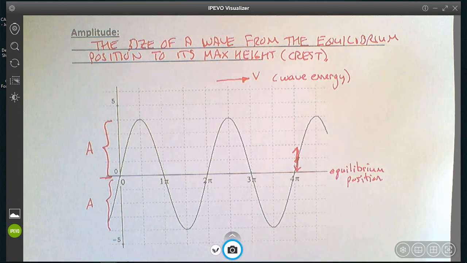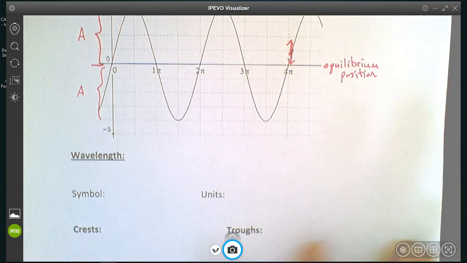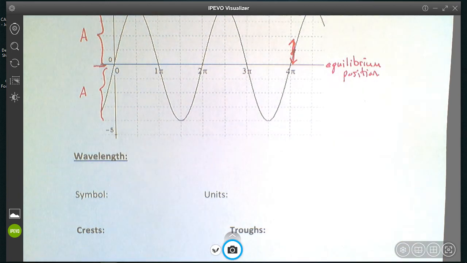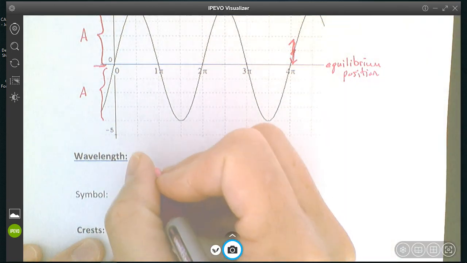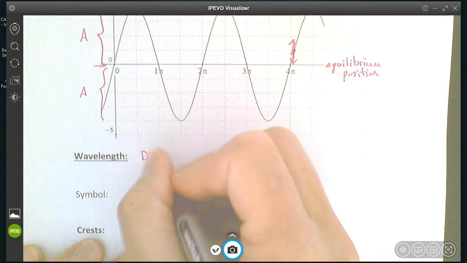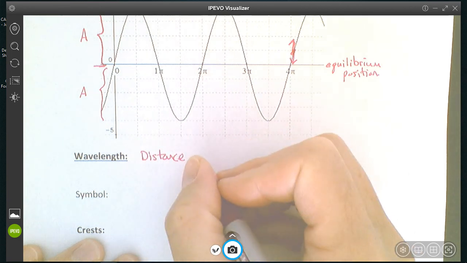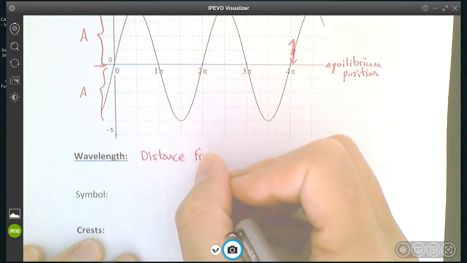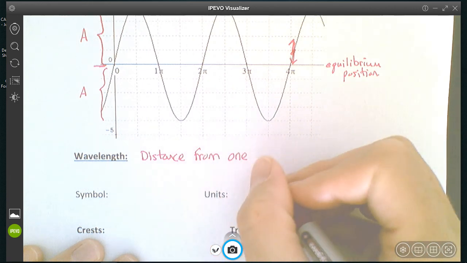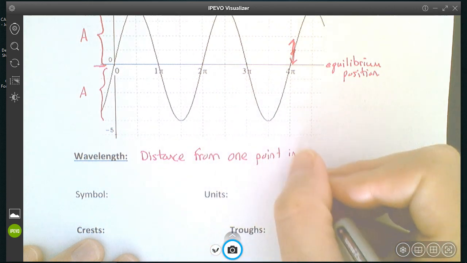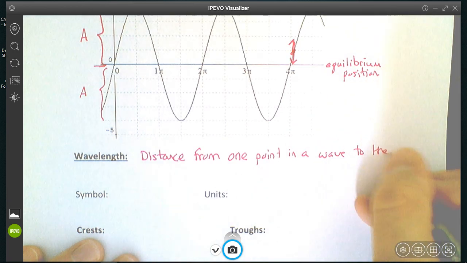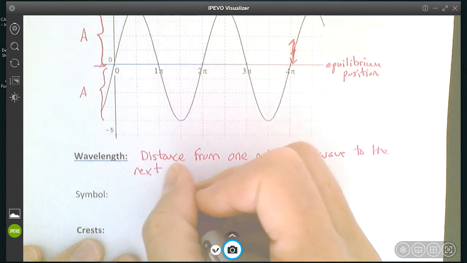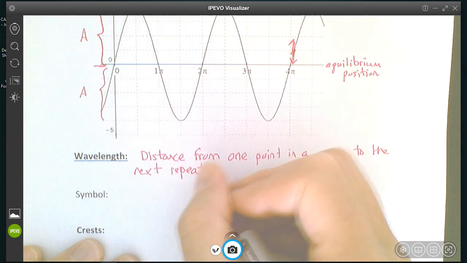Okay, now let's look at some other key features of waves. All right, wavelength. The wavelength is a cool feature of a wave. Okay, so the wavelength is basically the distance from one point in a wave to the next repeated motion.